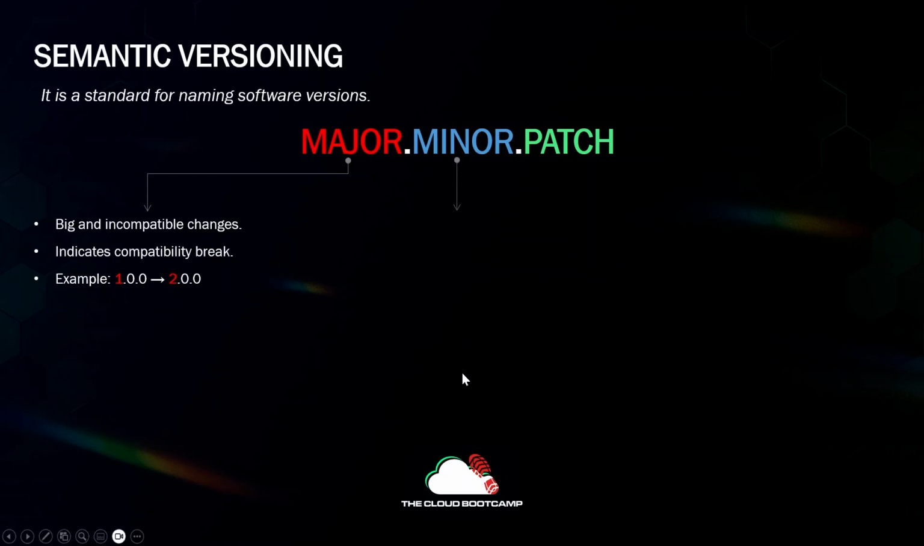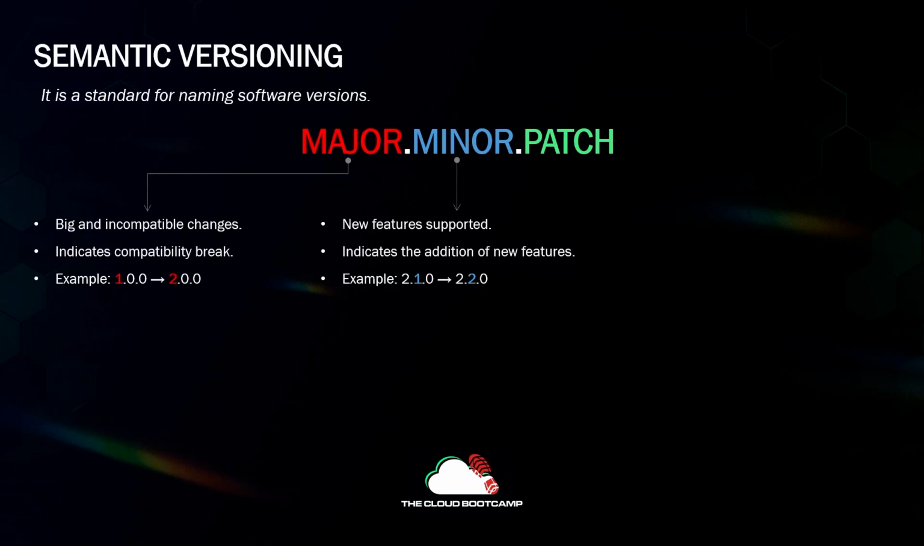And in the middle column, we have the minor, which is the second number that indicates new features but maintains compatibility. So if an application moves from version 2.1.0 to version 2.2.0, this shows that something new has been added, but the features of the current version continue to work normally.